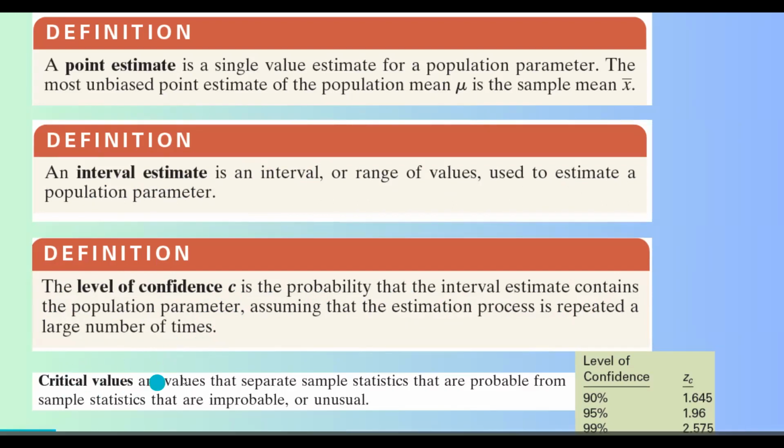What was the definition of critical value? The critical values are values that separate sample statistics that are probable from sample statistics that are improbable or unusual. Remember that if you're dealing with normal distribution, for different levels of confidence, we have different critical values. For example, if the level of confidence is 90%, the ZC or critical value is 1.645. If the level of confidence is 95%, you have 1.96. And when the level of confidence is 99%, you have 2.575.